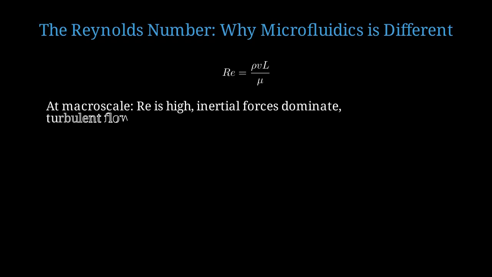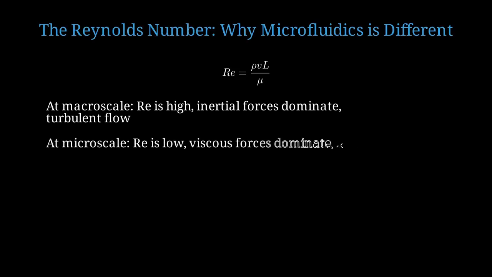At the macroscale, like in a river or a pipe, the Reynolds number is typically high, meaning inertial forces dominate and you get turbulent, chaotic flow. But at the microscale, the Reynolds number drops dramatically, often below 1. Viscous forces dominate and flow becomes completely laminar and predictable. This is crucial for controlled encapsulation. In microfluidic devices, Reynolds numbers are typically much less than 1, ensuring laminar flow conditions.